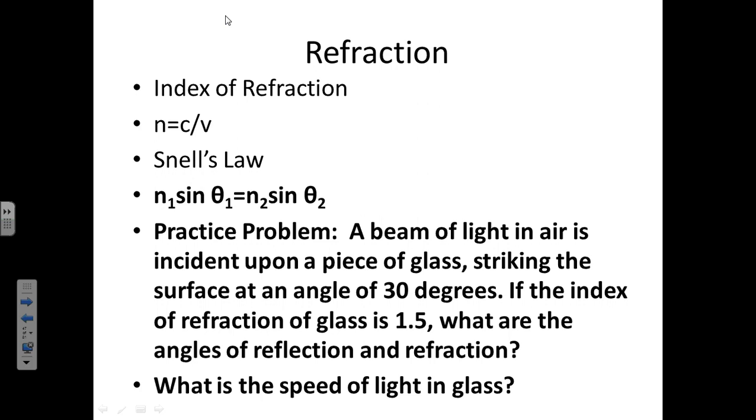Refraction is when light gets bent when it changes mediums. And if the light goes from a higher index of refraction medium to a lower index of refraction medium, it's going to bend away from the normal line. If it goes from a medium with a lower index of refraction to a higher index of refraction, it's going to bend toward the normal line.